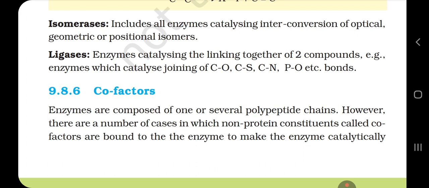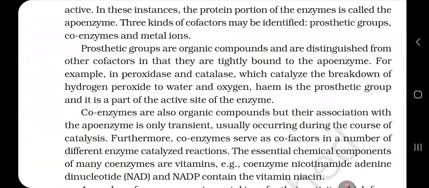However, there are a number of cases in which non-protein constituents, called cofactors, are bound to the enzyme to make the enzyme catalytically active. In these instances, the protein portion of the enzyme is called the apoenzyme. Three kinds of cofactors may be identified: prosthetic groups, coenzymes and metal ions. Prosthetic groups are organic compounds and are distinguished from other cofactors in that they are tightly bound to the apoenzyme. For example, peroxidase and catalase, which catalyze the breakdown of hydrogen peroxide to water and oxygen.